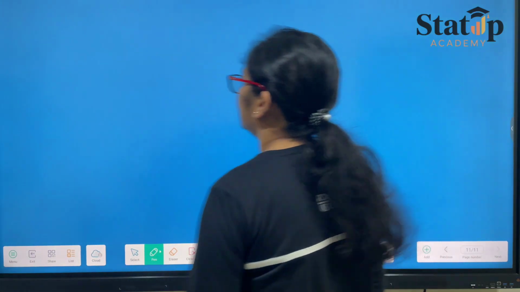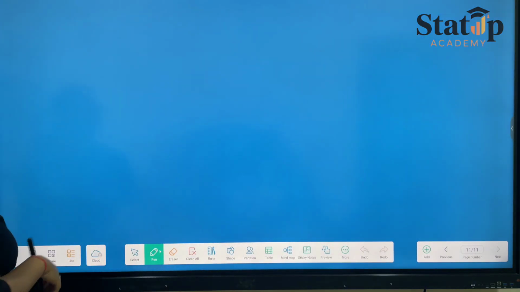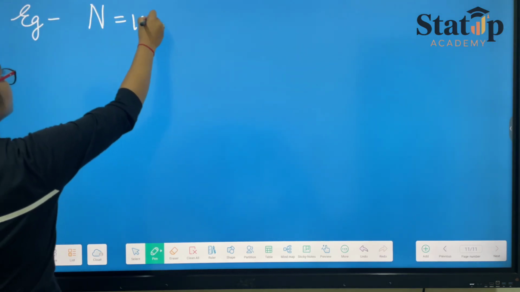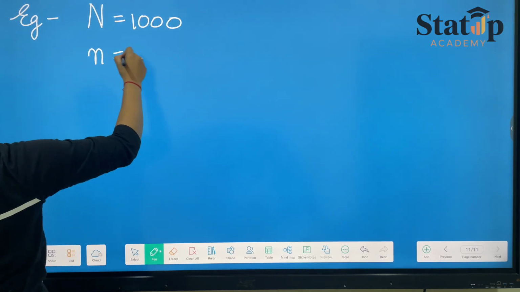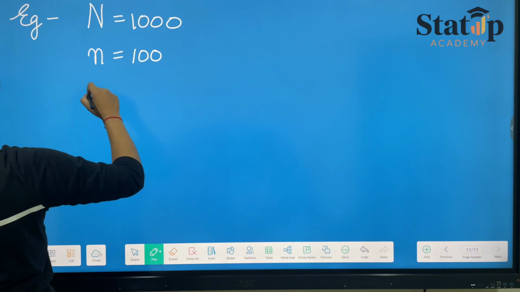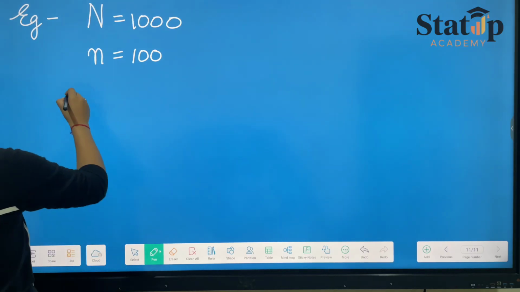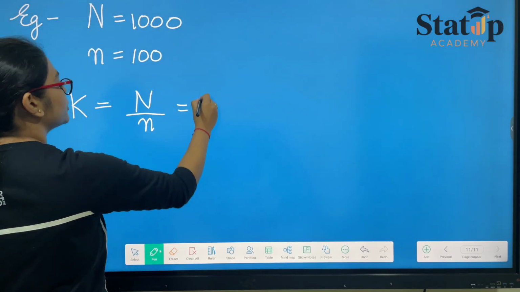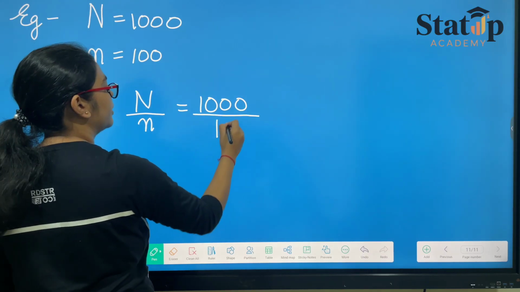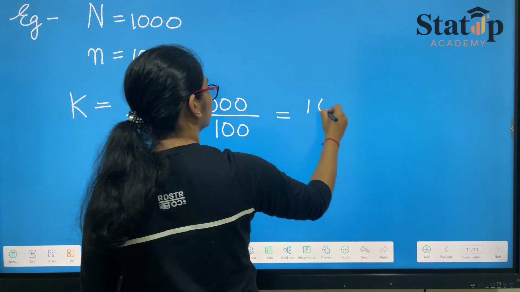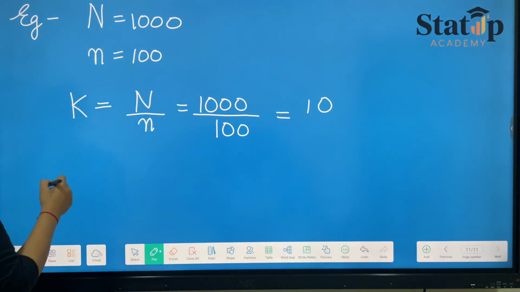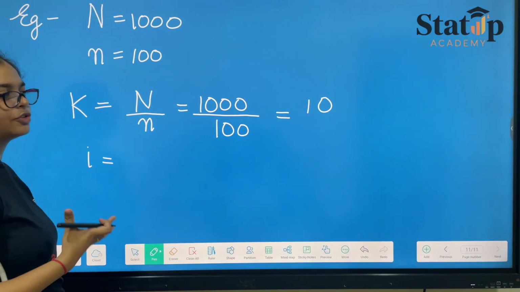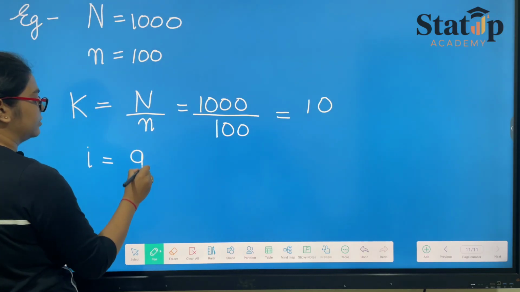So first example is, let us take an example where we have to conduct an experiment on 100 students. Let's take the same example: a school has 1000 students and we have to take out a sample of 100 students. What will be our sampling interval? Sampling interval is nothing but capital N upon small n, which is 1000 upon 100, which is 10. So if there are 1000 students, we have to choose i, that is the first unit, randomly from 1 to 10. I am taking i as 9, suppose.